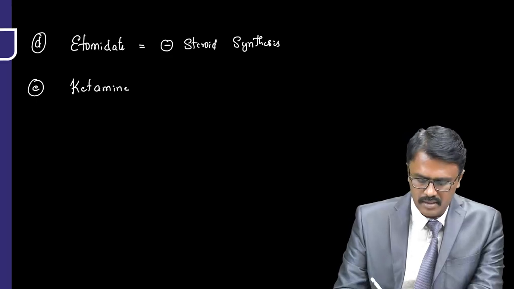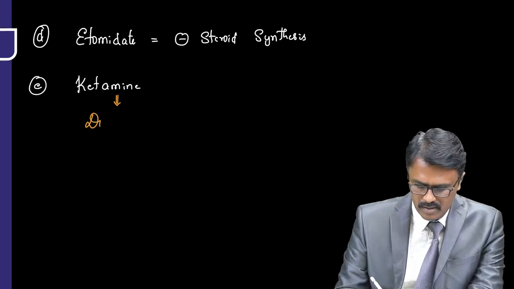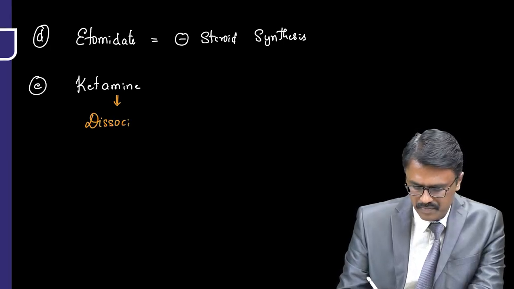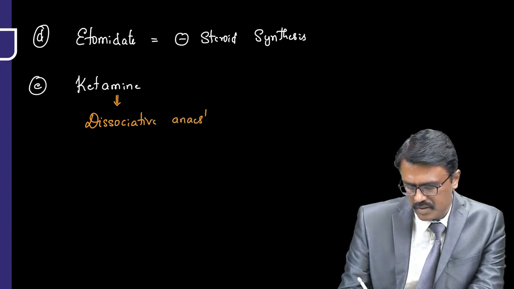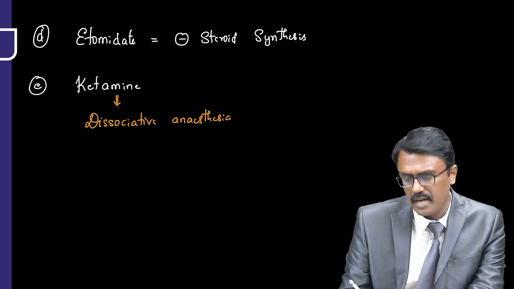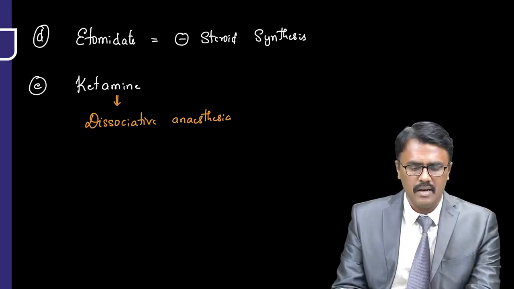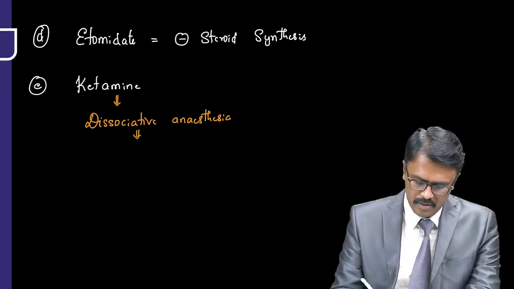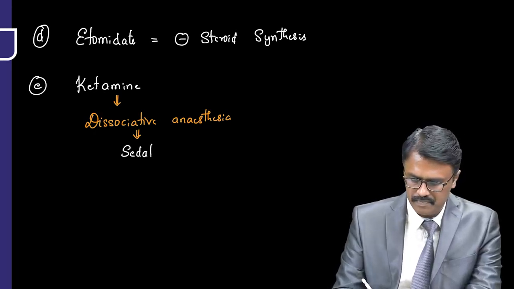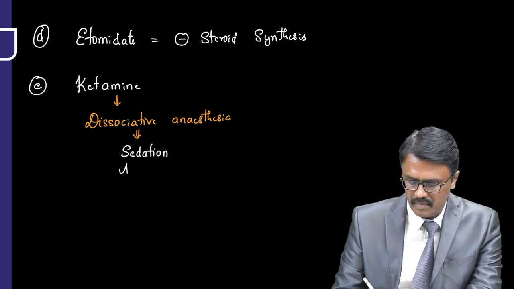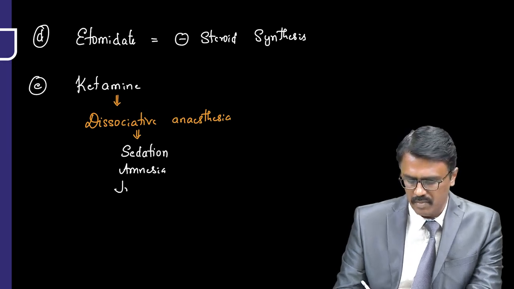Ketamine produces a special type of anesthesia, and that is called dissociative anesthesia. So patient will feel that as if though he has been dissociated from the body. And the specialty of dissociative anesthesia is patient will be having very good sedation and amnesia, he will forget these things, and patient will be immobile.